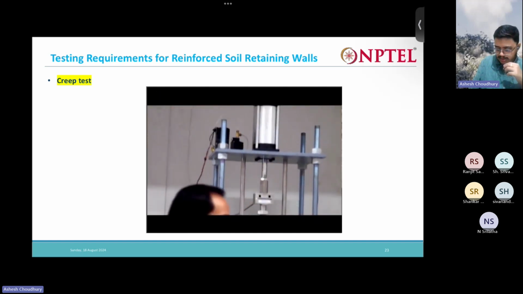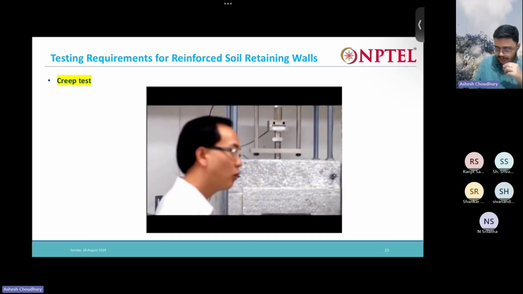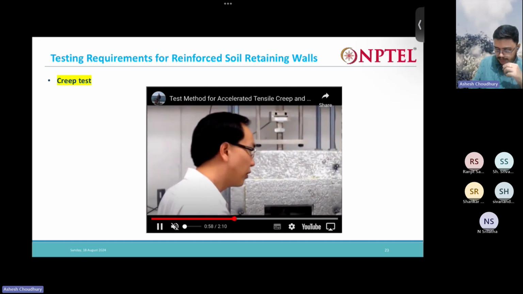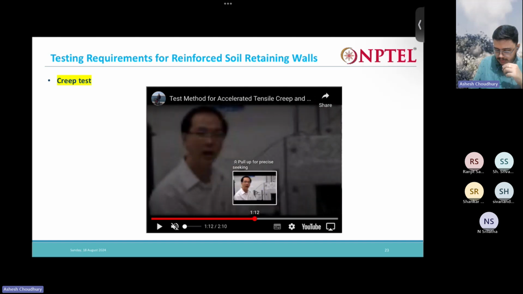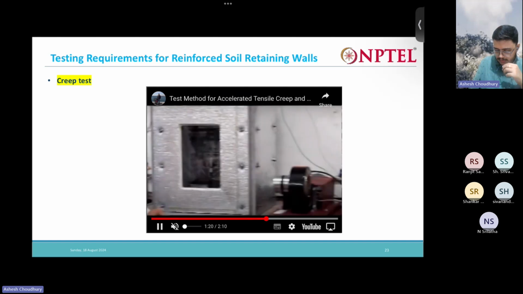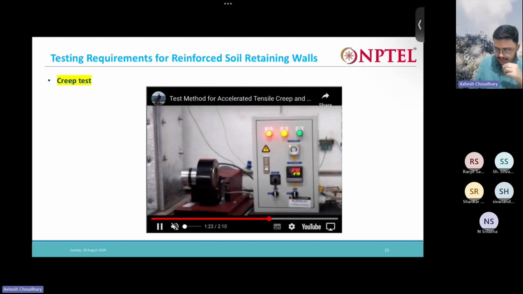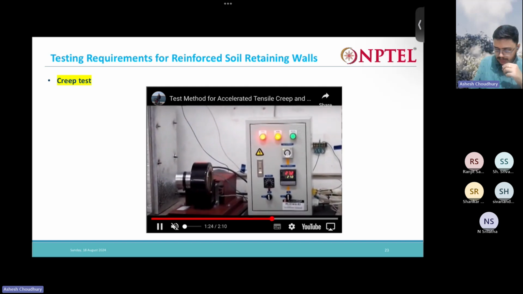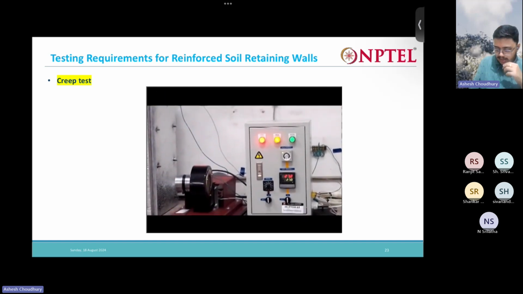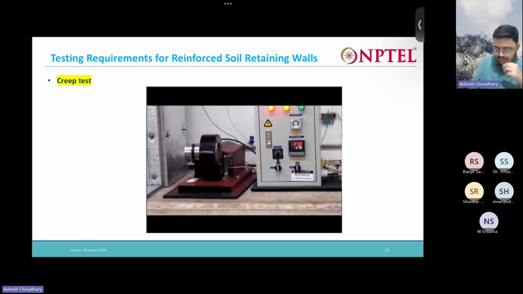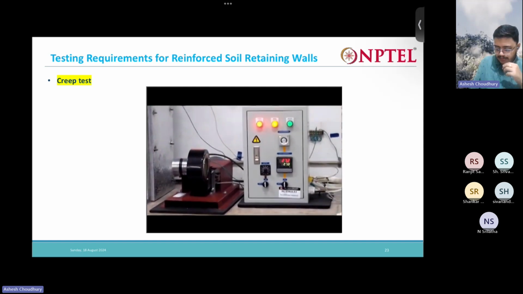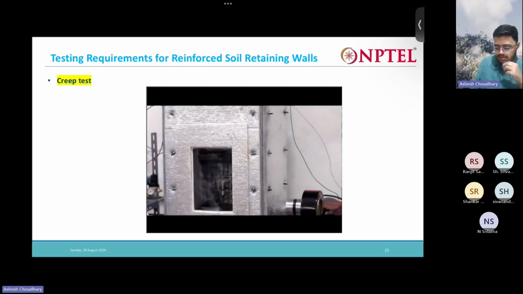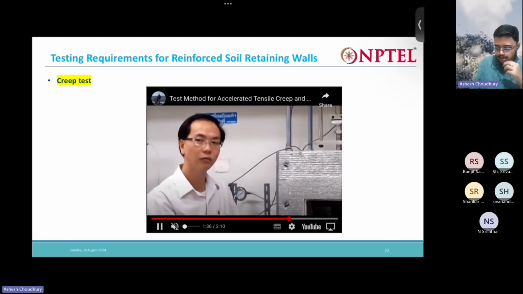So this is the load cell at the top. Inside we have the sample. Here the temperature is maintained, and slowly they increase the temperature. Inside, a vacuum is also there, and they increase the temperature step by step at 15 to 20 degrees interval, and we note down the results.